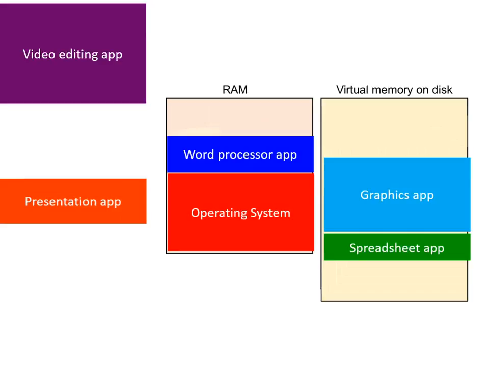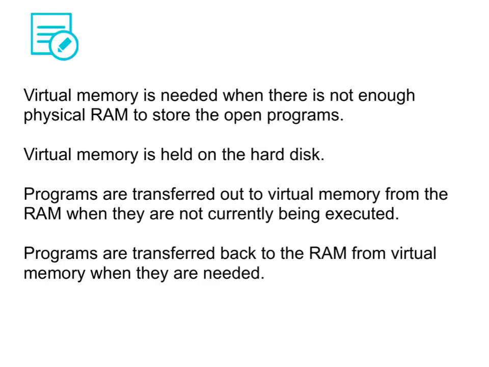We can't actually execute the instructions from there because it would be too slow. We do need to transfer them back into the RAM, but we can at least pretend that we've got more RAM available than we actually have. This enables the user to have a number of programs open at once, and they all still operate even though you don't actually have enough physical RAM for that to happen. So this gives the impression that a computer has more memory than it actually has.